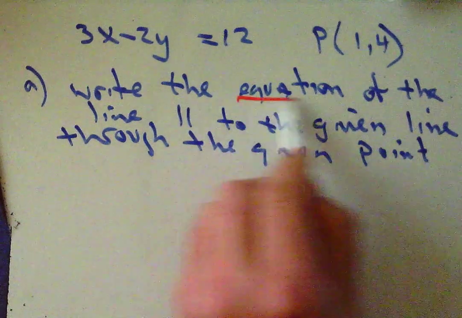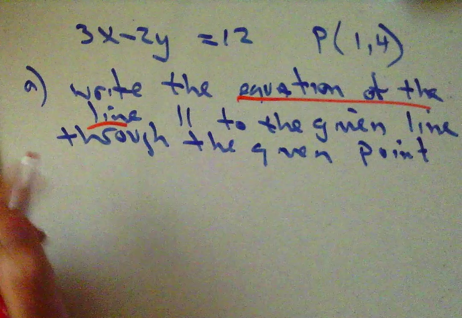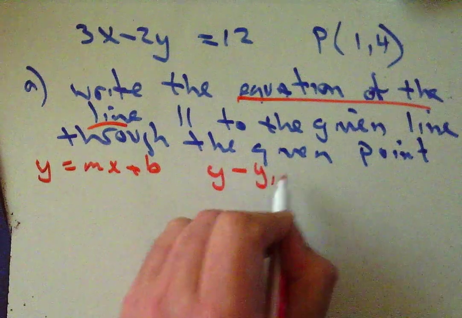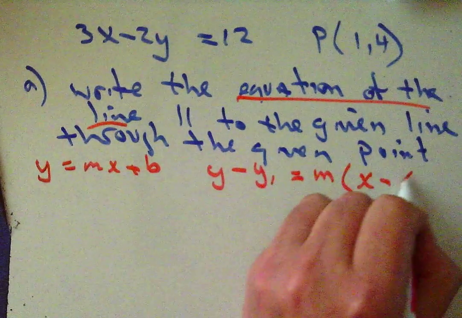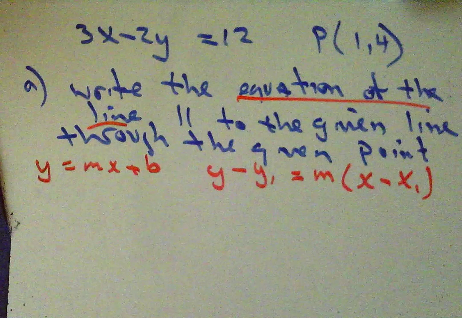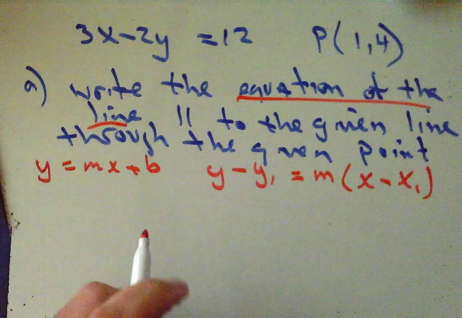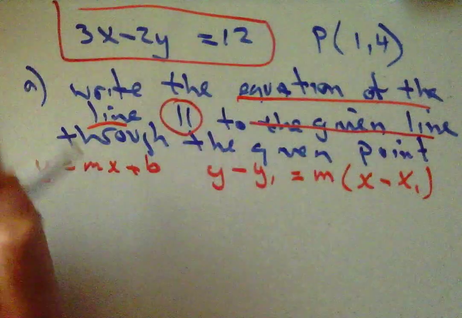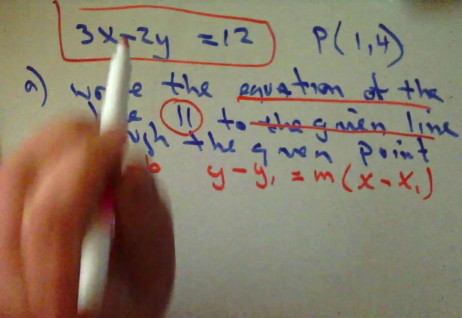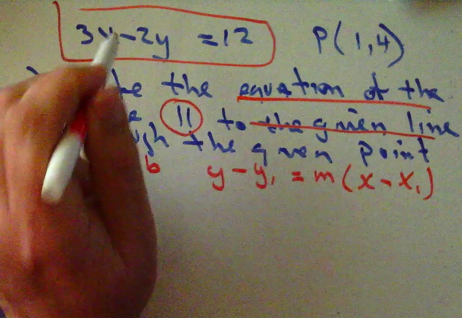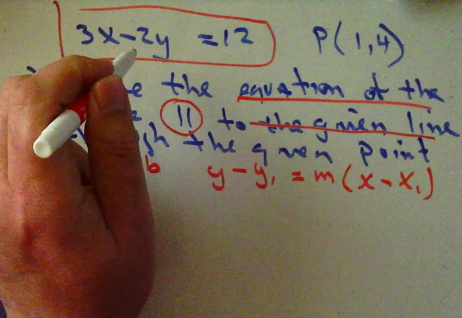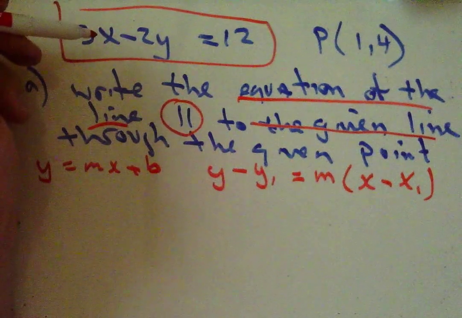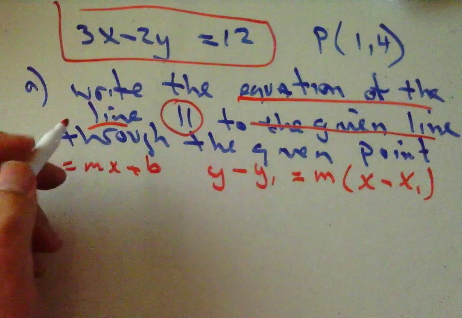I'm supposed to write the equation of a line, all right? So I know I'm going to use y equals mx plus b, or I'm going to use y minus y sub 1 equals m times x minus x sub 1. Okay, what else does it say? Parallel to the given line. Well, this is the given line, and if I want to write the equation of a line parallel to this one, I know that parallel lines have the same slope, so my new line has to have the same slope as this line. So what's the slope of this line? Well, I don't know yet.